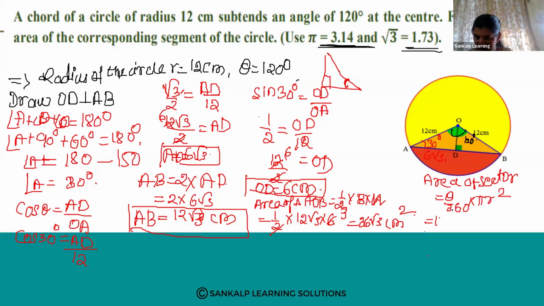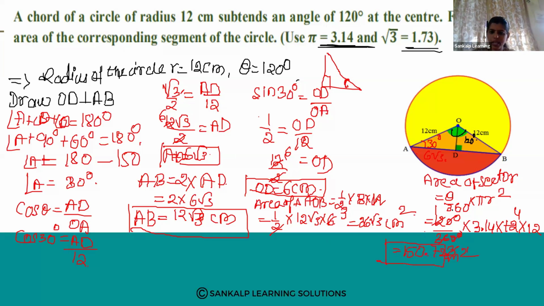So theta is 120 degree divided by 360 degree. Pi value they have given, 3.142. So 14 into r, r is 12 centimeters. So 12 into 12. So 0, 0 will get cancelled. 12 ones are 12, 12 threes are 36. 3 ones are 3, 3 fours are 12. So finally you will get 150.72 centimeter square. This is the area of the sector.